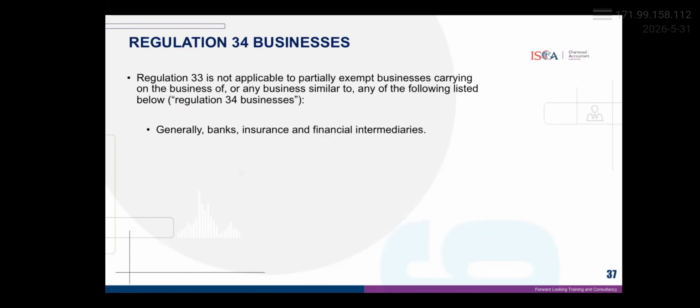So what is regulation 34 business? Reg 33 is not applicable to partially exempt business carrying on the business of, or any business similar to, any of the following listed below under regulation 34 business. And these regulation 34 businesses are generally banks, insurance, and financial intermediaries.